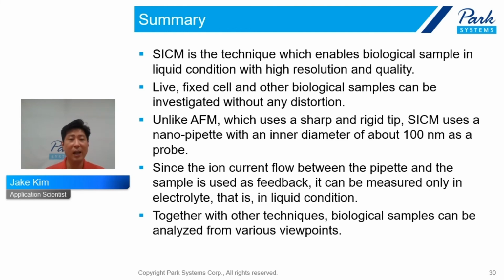Unlike AFM, which uses a very sharp and rigid tip, SICM uses a nanopipette with an inner diameter of around 100 nanometers as a probe. Since the ion current flow between the pipette and the sample is used as feedback, it can be measured only in electrolyte, that is, in liquid condition. Together with other techniques, biological samples can be analyzed from various viewpoints.